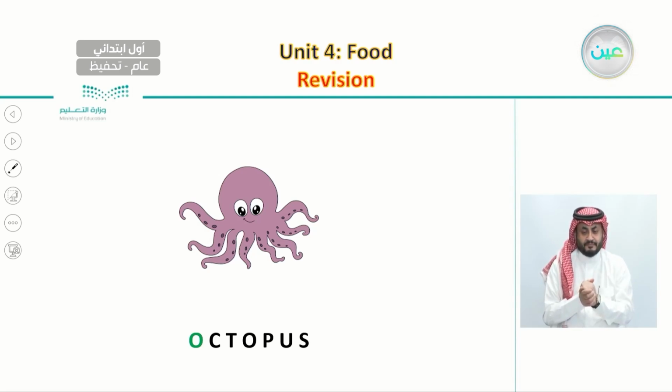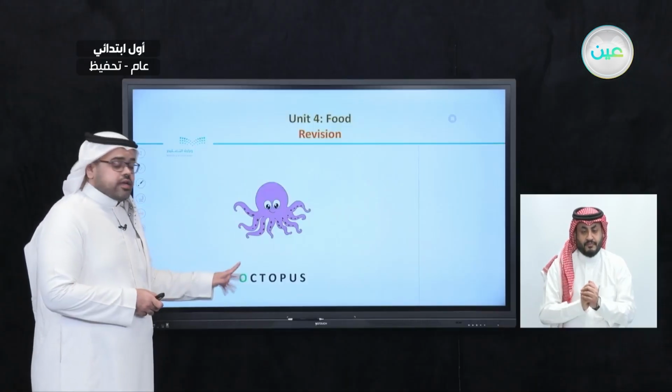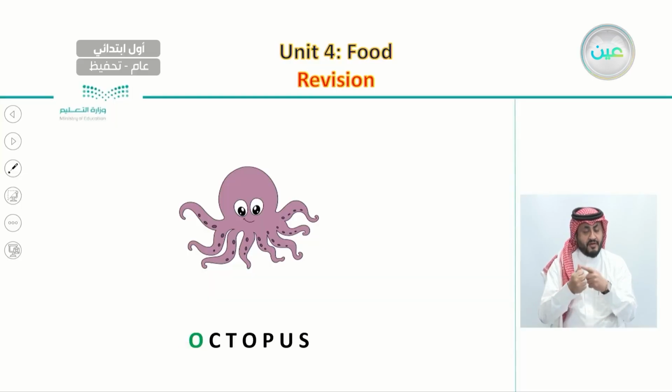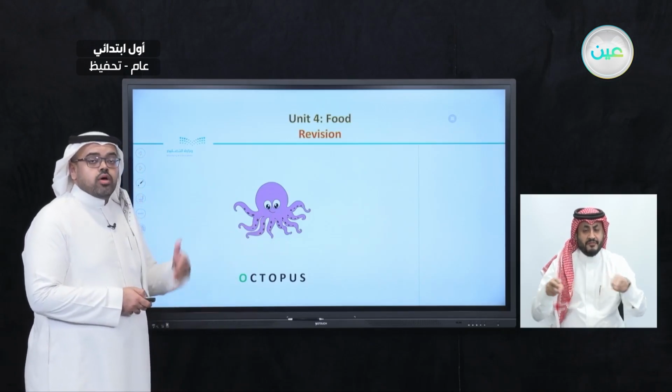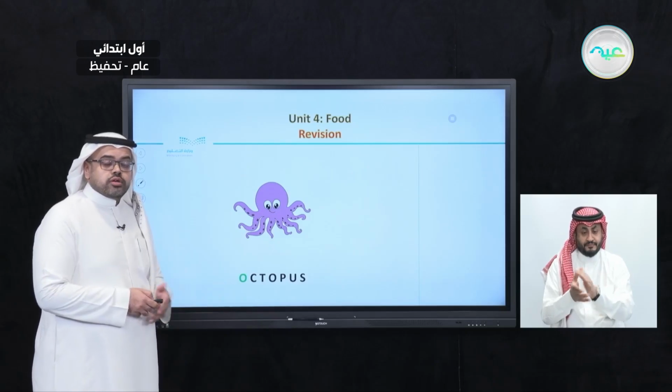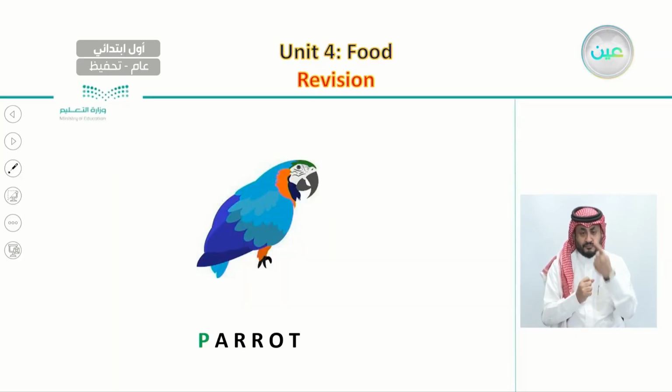So the word here is octopus. Octopus. Say with me. Octopus. Octopus is a word that starts with letter O, and it is about an animal which lives in the sea. Octopus. Also, the other word we learned last time, which was this one.